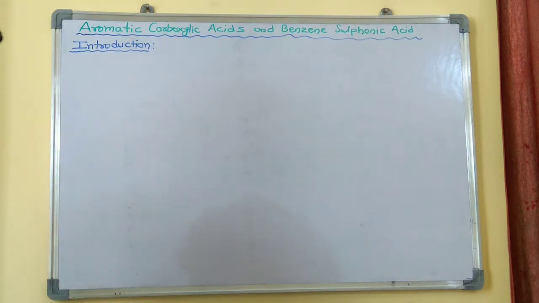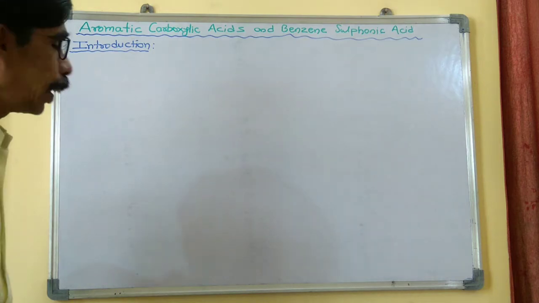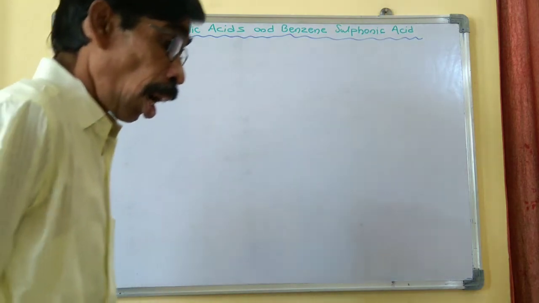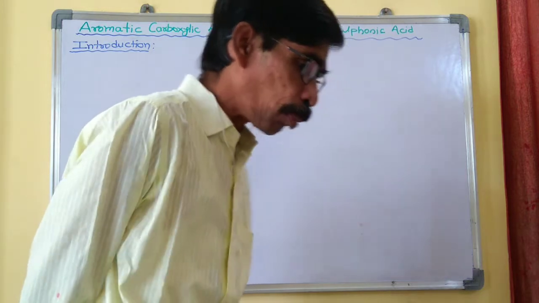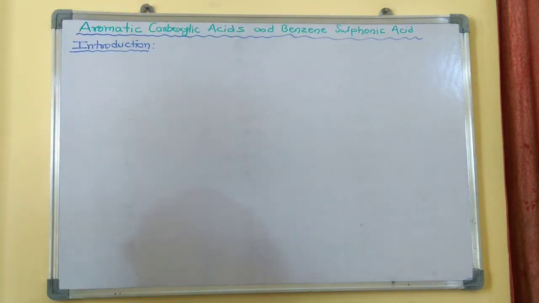Aromatic carboxylic acid and benzene sulphonic acid. Now, introduction. Aromatic acids are the compounds containing one or more carboxyl groups.